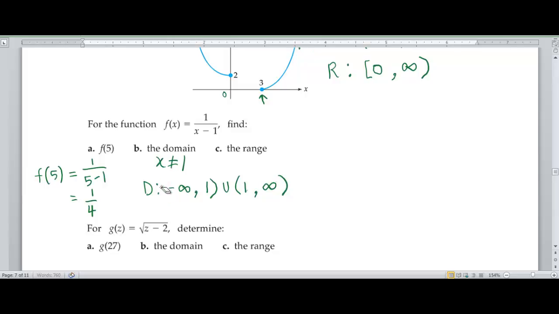Oops, I made a little error here. This should be open. What about the range of this function? Okay, so f of x, or y, there's no way to get this thing to equal 0. The only way a fraction can equal 0 is if you have 0 in the numerator, and the numerator will always be 1. So y cannot equal 0. So that means the range is going to be from negative infinity to 0, union 0 to infinity.